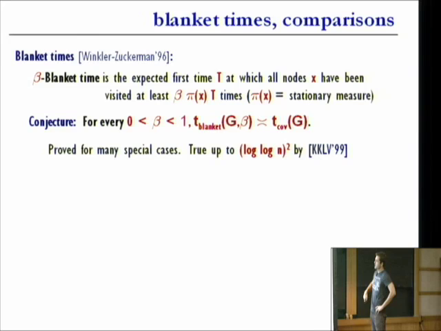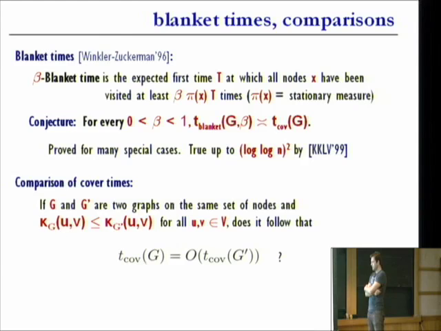Let me just mention one more very natural question, which I'll mention as an open question that this work also solves. If you take two graphs on the same set of nodes, and suppose I tell you that all the commute times in G are less than the commute times in G prime, we expect that the cover time in G should be less than the cover time in G prime.